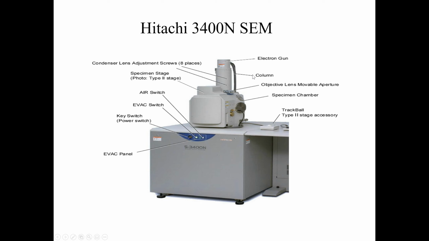But in theory, just to run the instrument to get a picture, I can pretty much train a 10-year-old to do it. The SEM is the 3400N. That's just a model number. Basically, when you look at it, there's a trackball for moving the stage around. Your sample goes in this chamber. You have a movable aperture that's adjustable. The column is the magnetic column, and there's an electron gun on top that shoots the electron beam down that column of magnets. We'll get into this later.